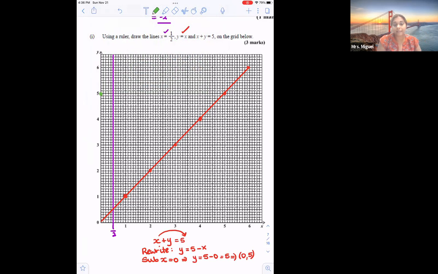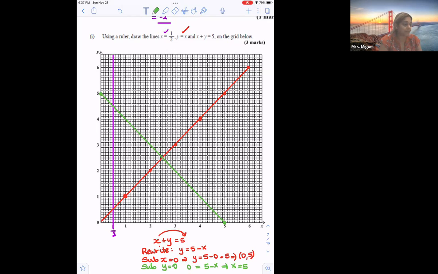So we need to get another point. Let us substitute y equal to 0. So 0 is equal to 5 minus x. x is equal to 5. So this is my second point. So here I have my 3 lines, and I would have scored 3 marks.